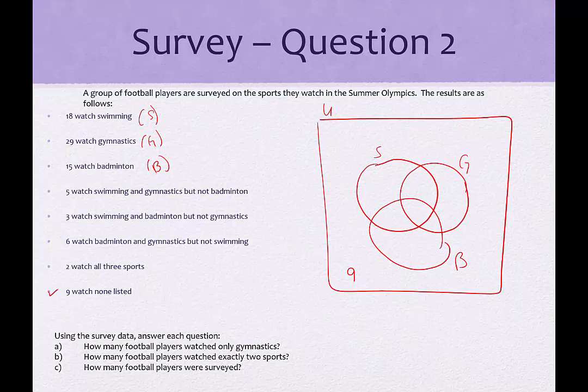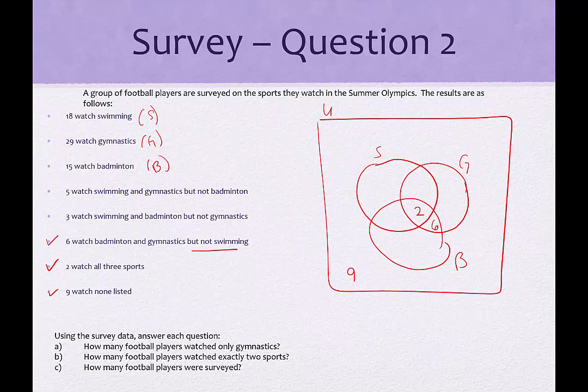2 said they watched all 3 sports. So we need to find that triple overlap right here, right? So that 2 is part of the swimming set, the gymnastics set, and the badminton set. So those are accounted for. Now let's watch the language here. 6 watch badminton and gymnastics, but not swimming. So those 6 are not including the 2 who watch all 3 sports because it says that they don't watch swimming. So we're going to find badminton and gymnastics, and we're going to put 6 where they overlap.